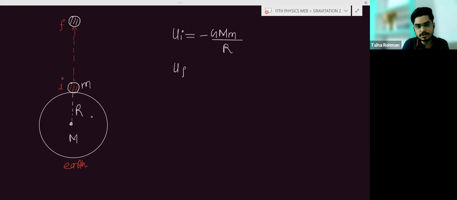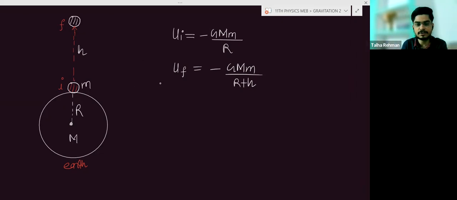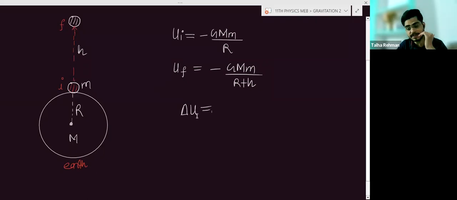Final potential energy, this side is h. Final potential energy is equal to minus G into M into small m divided by r plus h. Now change in potential energy means final minus initial, delta U. Remember the symbol delta U is representing change in potential energy of this system.